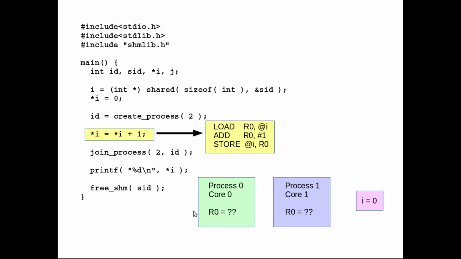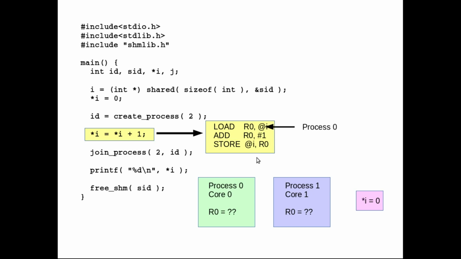Initially we don't know what the value of these two registers are, and here I am also showing the value of the shared variable. This should be star of I. The value of the shared variable is initialized to 0, so it's 0. And now, since these instructions will be executed by process 0 in core 0, and the same instructions will be executed by process 1 in core 1, and since we have two different cores, the execution will happen independently.